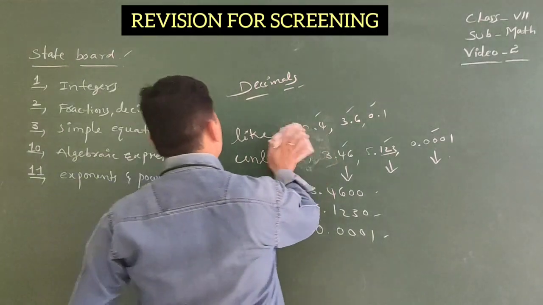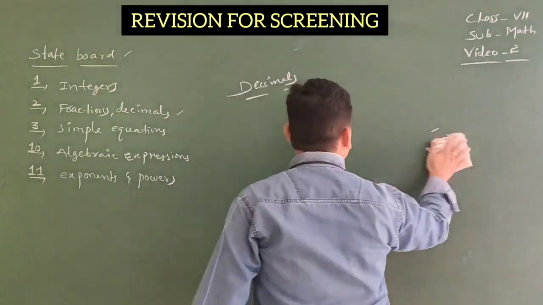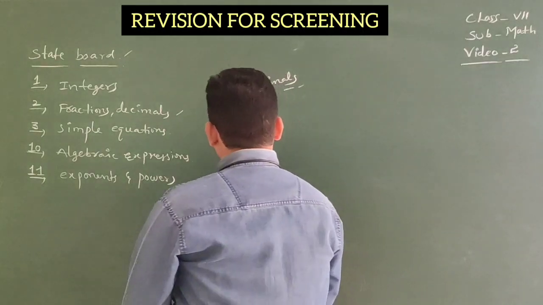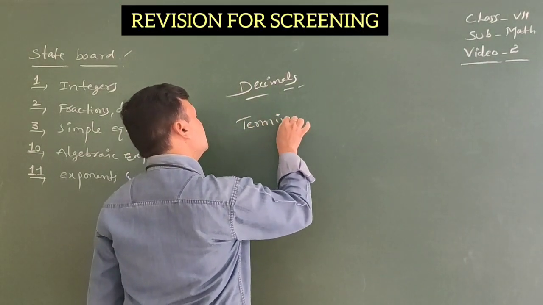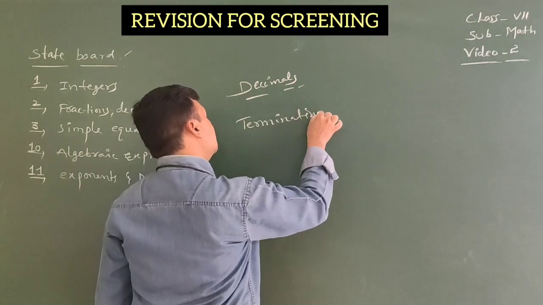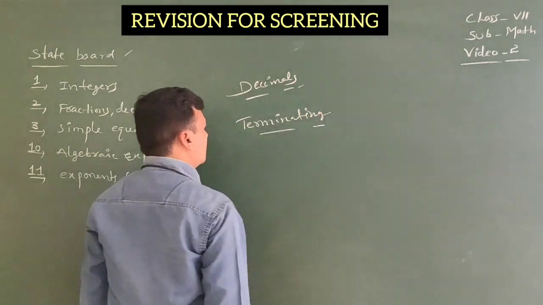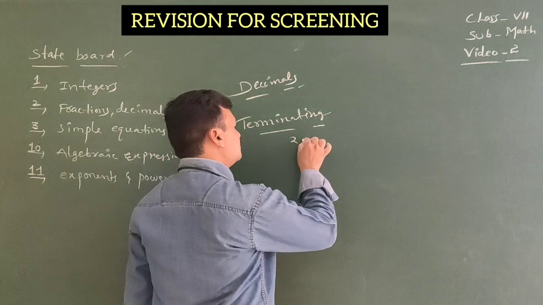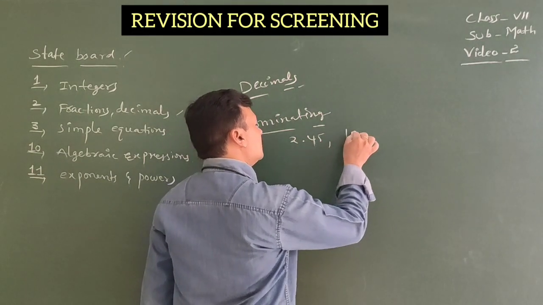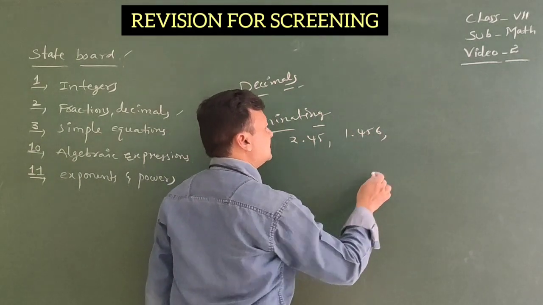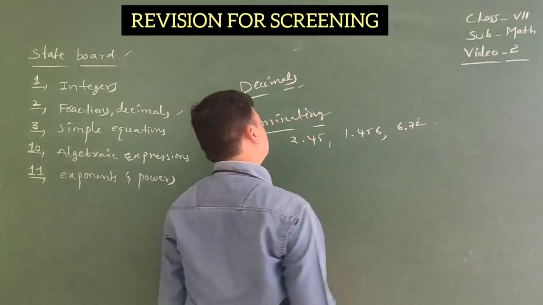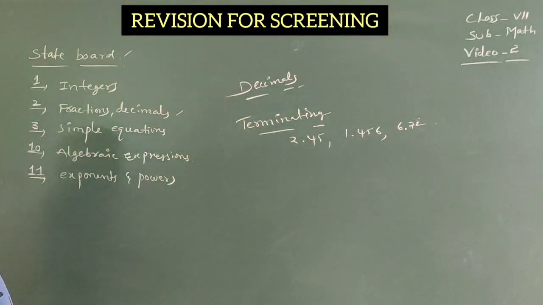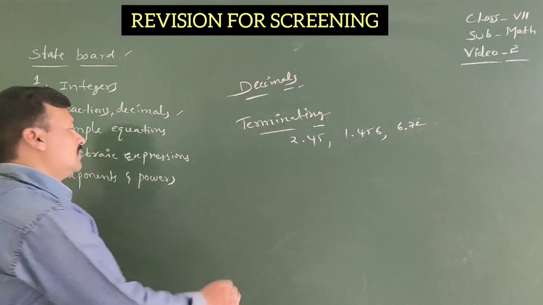We have different kinds of decimals: terminating and non-terminating decimals. What are terminating decimals? There is an ending decimal place, and they are called terminating decimals. 2.45, 1.456, 6.72, these they gave me are terminating decimals.